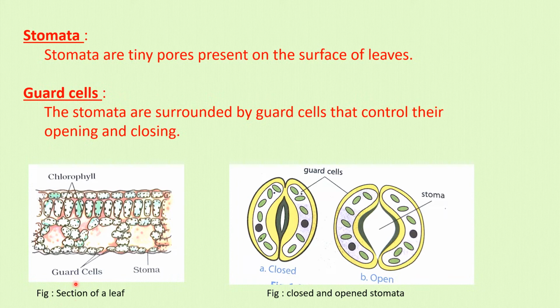And the left side picture is a section of a leaf. Here you can see the pores. These pores are called stomata, and behind the stomata those two cells are present. These two cells are called guard cells.